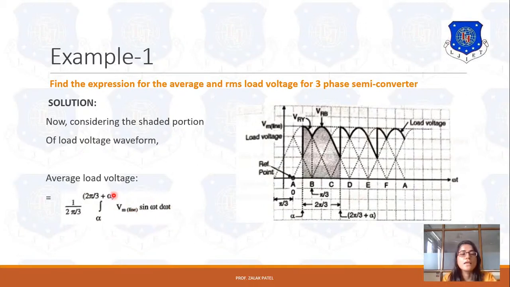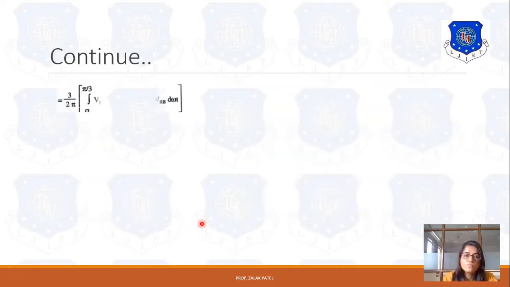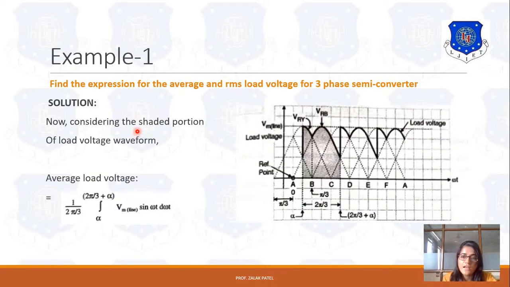That means you have to take the voltage waveform and integrate it: 1 upon 2 pi by 3, integration from alpha to 2 pi by 3 plus alpha, Vm sin omega t d omega t. So if we integrate this, the total Vm sin omega t is actually the addition of two voltages, VRY and VRB, because if you note the shaded portion of the waveform, it contains the two line voltages, VRY between the R and Y terminals and VRB between the R and B terminals.